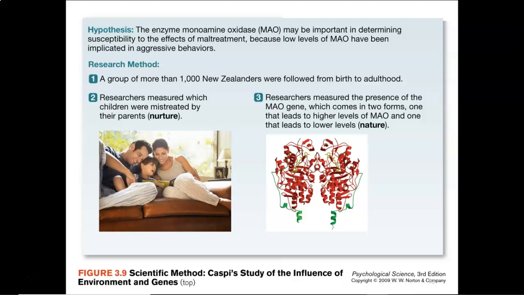For this study, Caspi recruited more than 100,000 New Zealanders, and he did a longitudinal study. He followed these children from birth into early adulthood. And as part of this study, they measured which children were mistreated by their parents. So that's nurture. Then researchers measured the presence of the MAO gene. So did the subject have the higher level of MAO, or did they have the lower level of MAO?